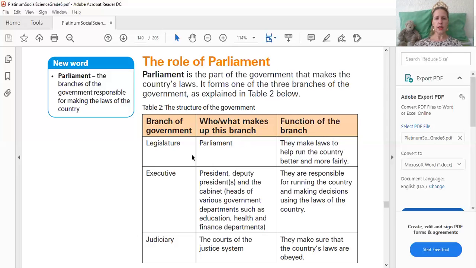First branch, legislature. Say it for me 3 times. Legislature, legislature, legislature. Second branch, executive. Executive, executive, executive. And the last one is judiciary. Judiciary, judiciary, judiciary. Oh, that can be a bit of a tongue twister. Hey, judiciary.